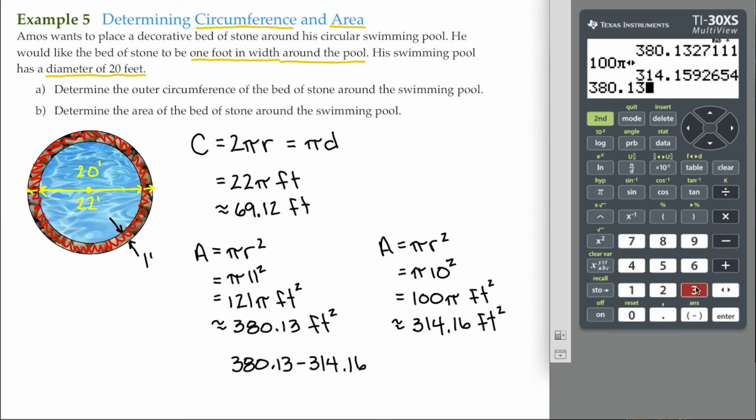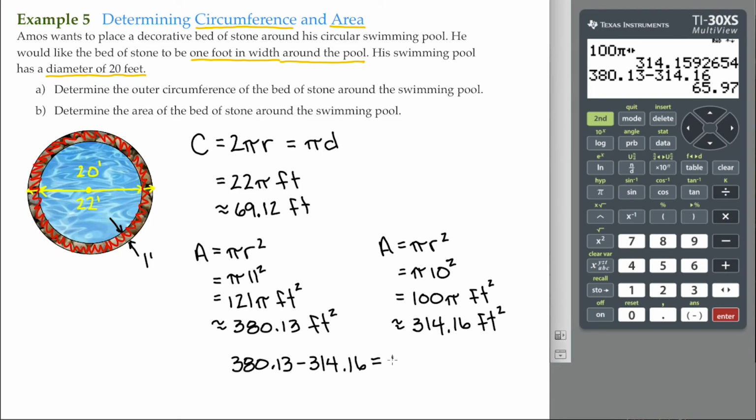380.13 minus 314.16, and that comes out to be 65.97 square feet, or I think it's fair to say that this area right here will be just about 66 square feet.